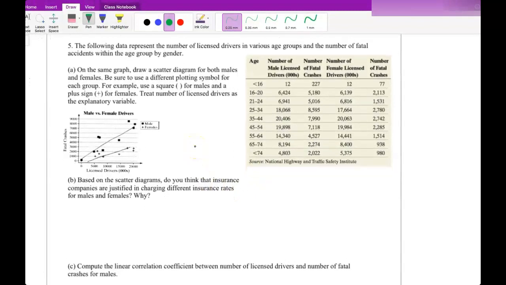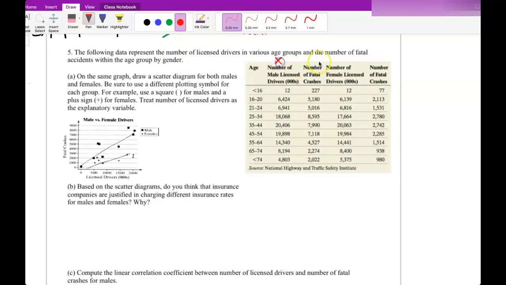Okay, now example number 5. The following data represent the number of licensed drivers in various age groups and the number of fatal accidents within the age group by gender. So these two columns are for males, and this column and this column are for females. Here is X, here is Y. Here again we have X and Y. So this is the explanatory variable for males and the response variable for males. And this X and Y belong to the group for females.